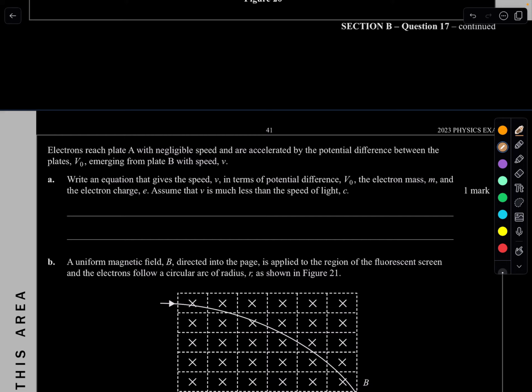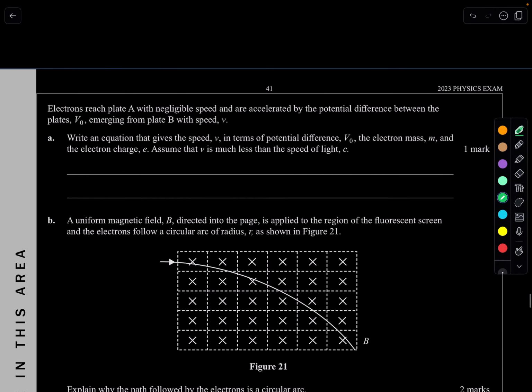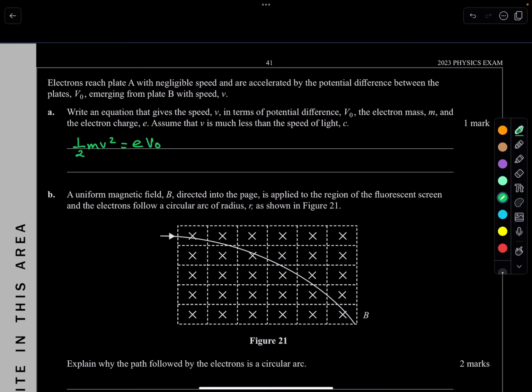All right, this is not too bad. So just basically use your electron gun formula. We know the electron gun formula is half mv squared is equal to qV. Now, q is basically the charge, but they want to write it as e, so we write it as eV0, because the voltage is V0, and we just want to calculate the velocity. So times both sides by 2, we get 2eV0. Divide both sides by m, and then square root it to get your velocity. That's your formula. Easy.